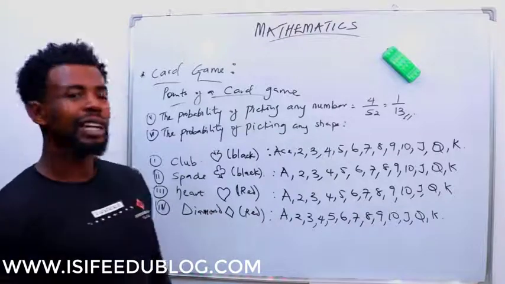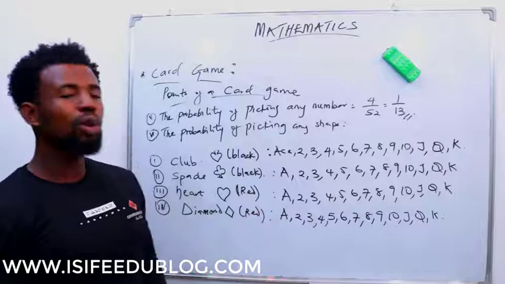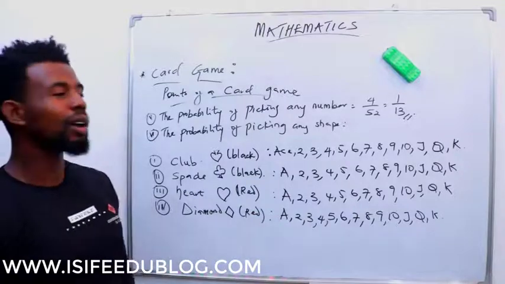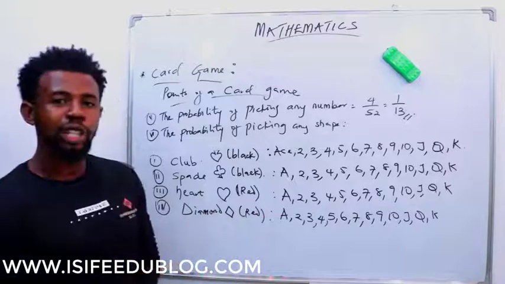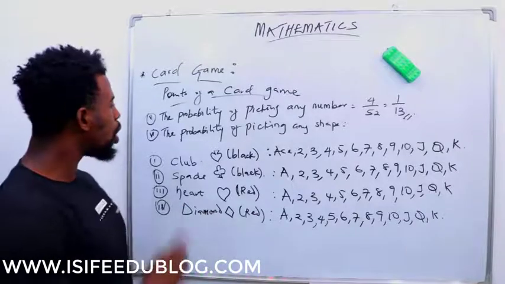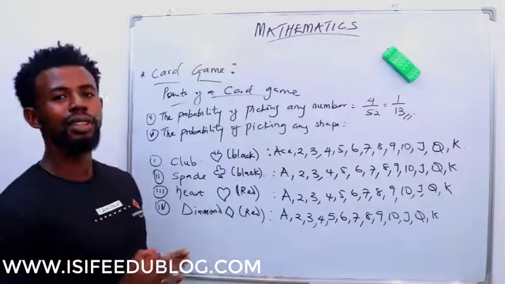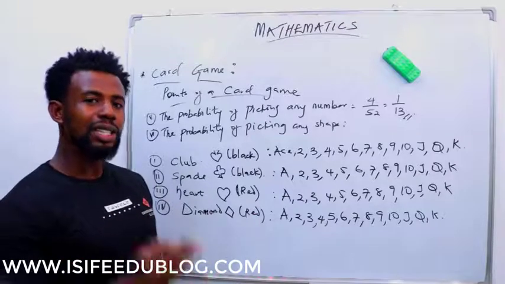The number of events, all over what? All over the total number of possible occurrences. So we are certain that in picking a particular shape, each shape occurs 13 times. Each shape occurs 13 times.